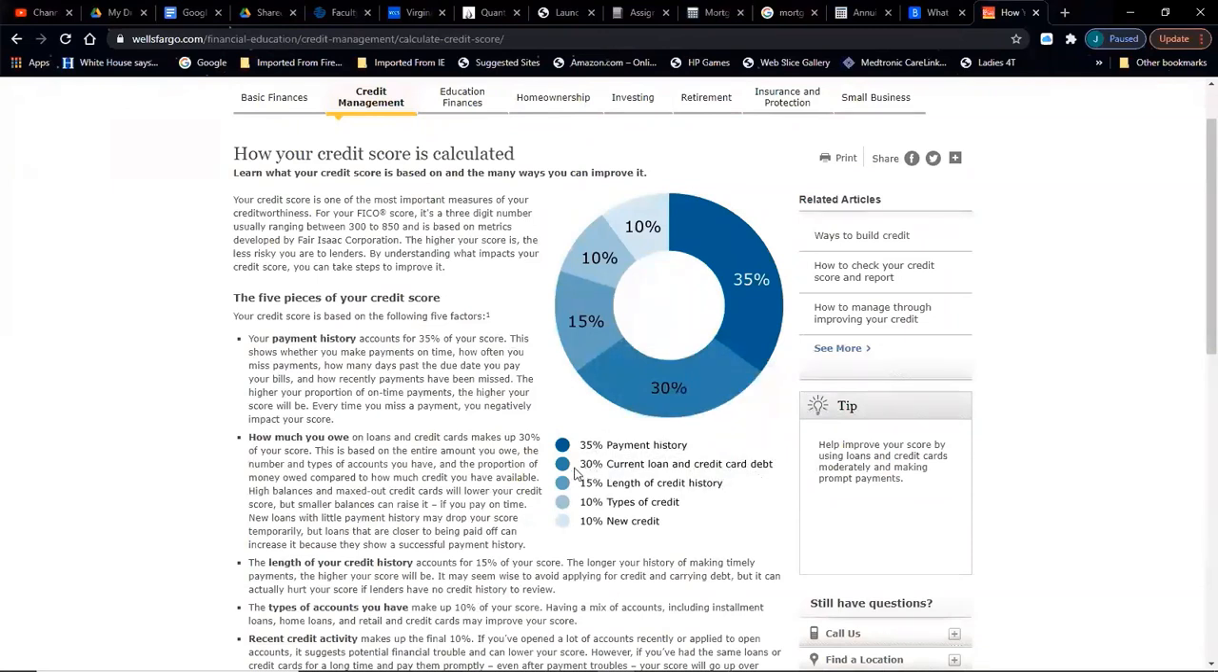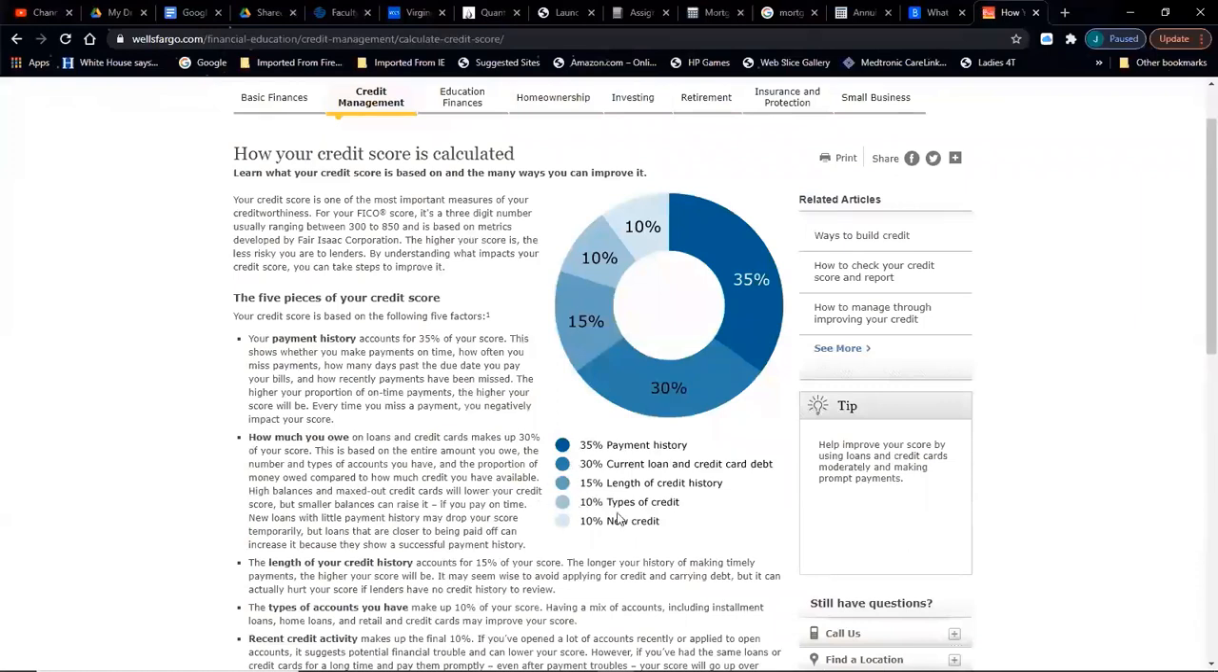Don't close out old cards just because you're not using them, because that's the length of your credit history. That's 15%. Don't close out cards because 30% of your credit score is how much utilization you have. So the more cards you have, the more credit you have available.